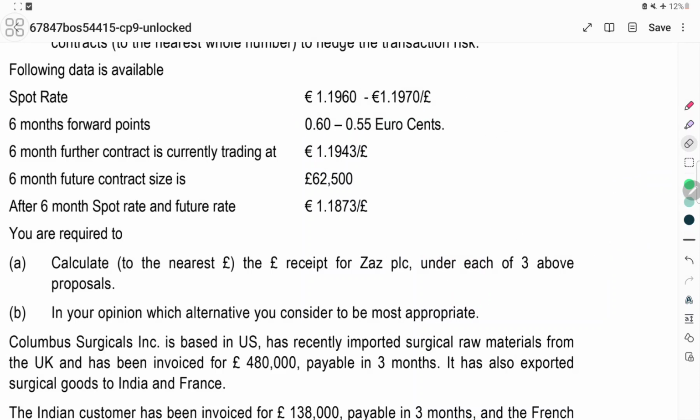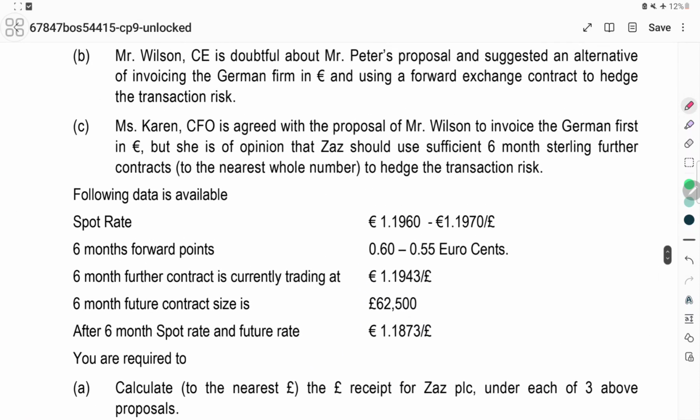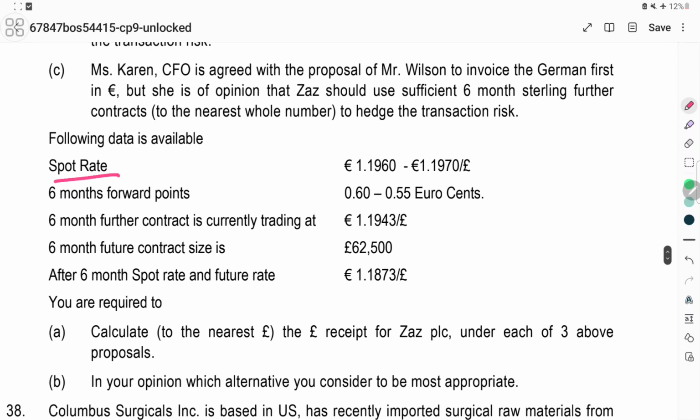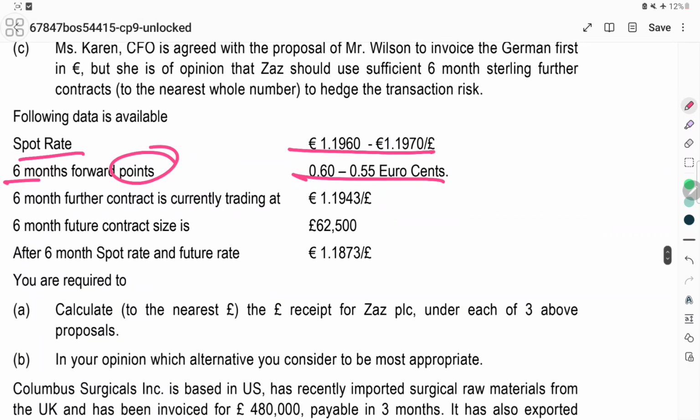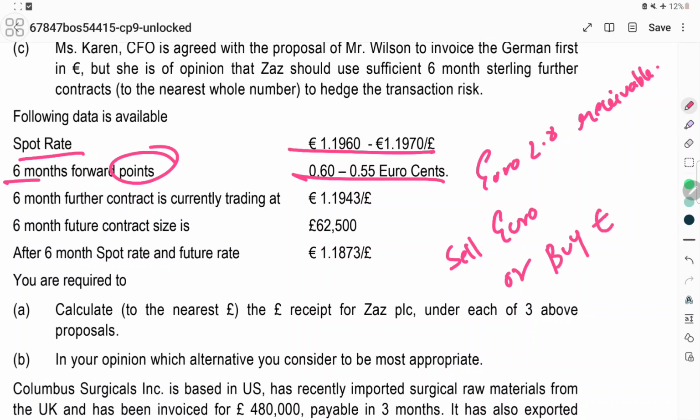Erase this, and we say the second proposal, Mr. Wilson's. Spot is given to me, and the 6-month forward points are in a decreasing order, so I will have to deduct. But which rate to use, 1.1960 or 1.1970? Once again, what is receivable? The currency was euro, 2.8 million was receivable to me. When the UK company receives that, what will I do with the euro? I will sell the euros. These euros are of no use to me. I want my home currency. So sell euro, or I could say buy pounds, the same thing in one quote.